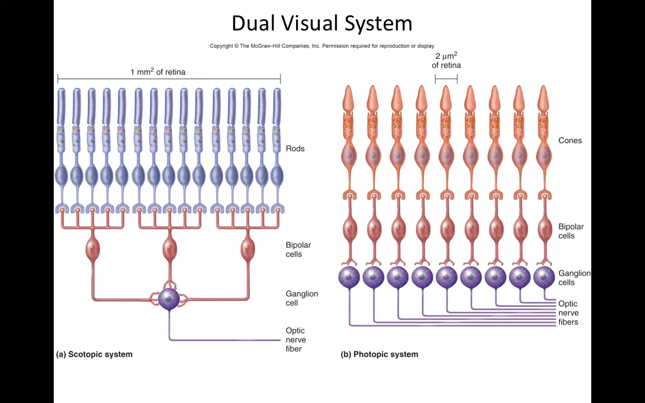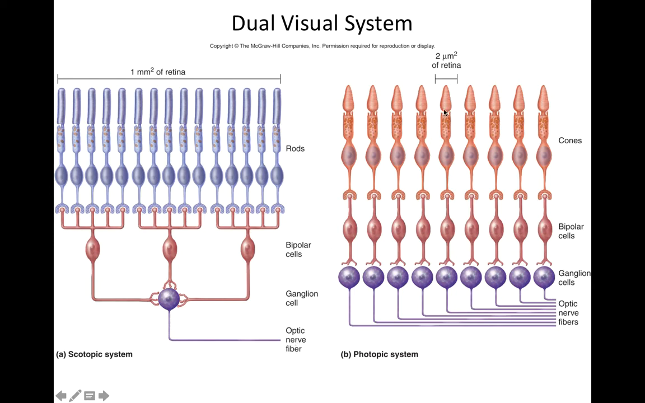So this means that the signal that is heading to the brain on this particular fiber is covering a full millimeter of the retina, and it's not going to be super clear. I mean, you've got 15 inputs that are all going on one piece.